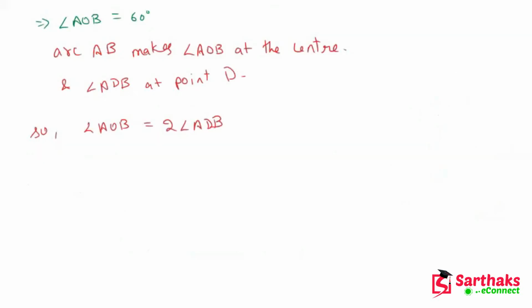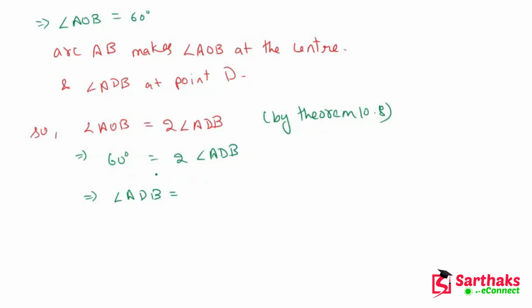So we can write the reason: by theorem 10.8. Now angle AOB is 60 degrees, which is equal to twice angle ADB. If we divide this, we get angle ADB is 30 degrees. I hope you understand these things, my dear friends.